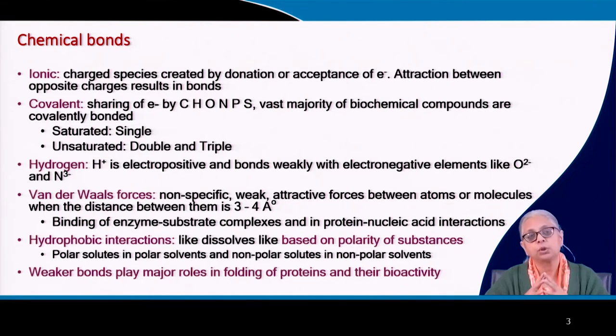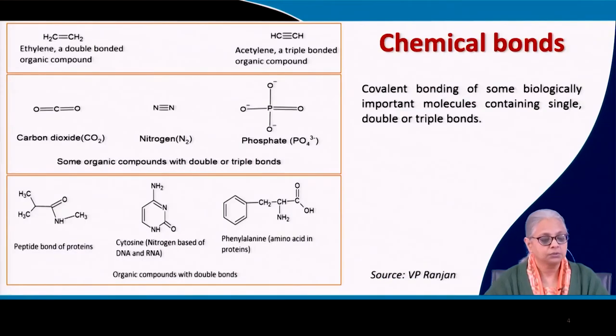Within covalent bonds you have saturated covalent bonds, which means there is a single sharing of electrons, and you have unsaturated covalent bonds where you have double and triple bonds. Let me go through a few examples. You have ethylene here, where you have a double bond between the two carbon atoms, and you have acetylene, which is a triple bonded organic compound. So you have a triple bond between the two carbons.